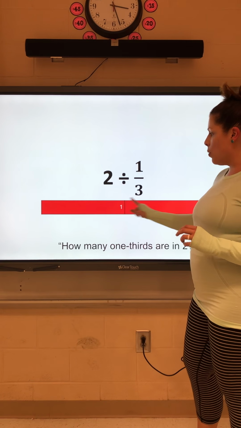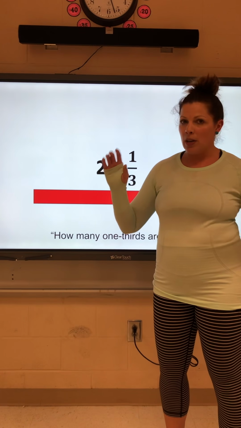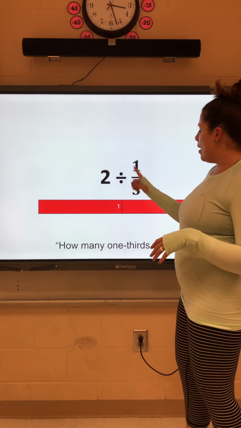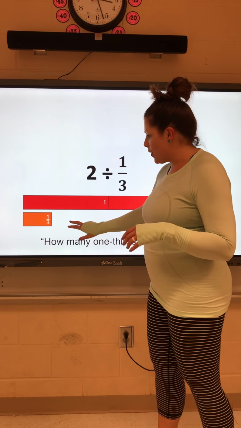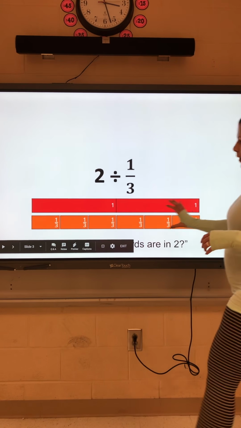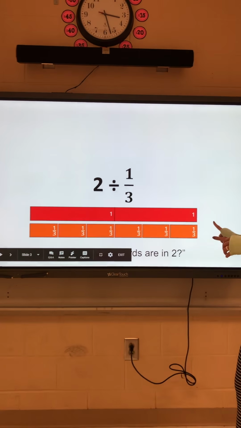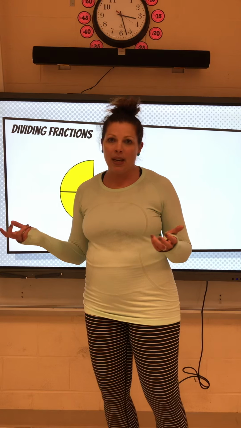So we have our 2 wholes, 1, 2. If we're doing the fraction bars, you're going to have to share another bar with someone else. You need to find out how many 1/3 are in 2. So you're going to line up your 1/3 fraction pieces until they cover or equal the whole amount, 2 bars. And then you can go back and count them. And you had 6, right?